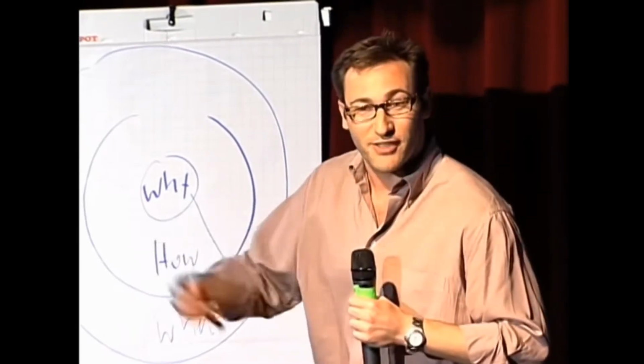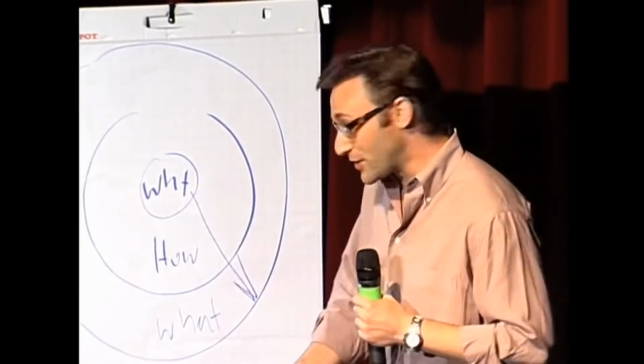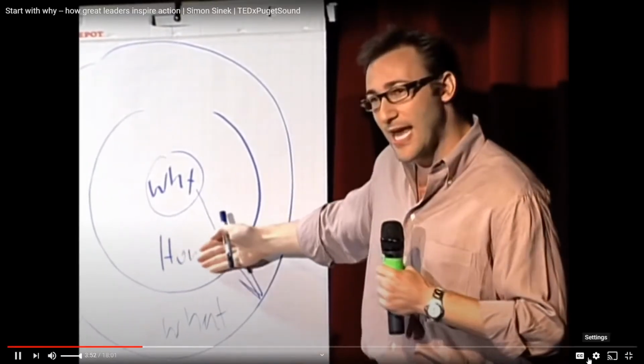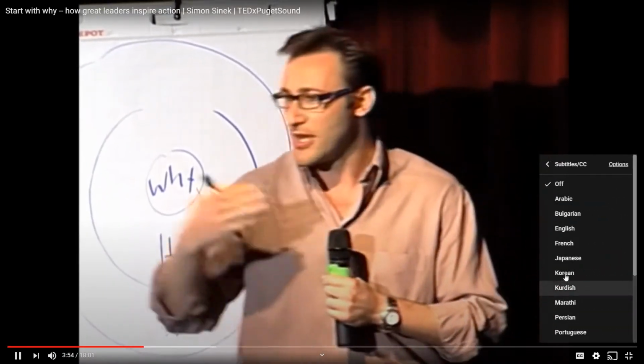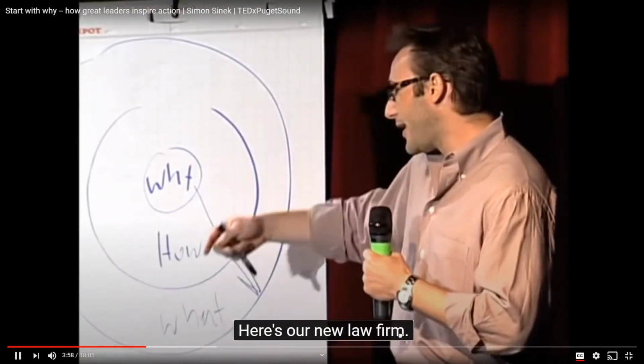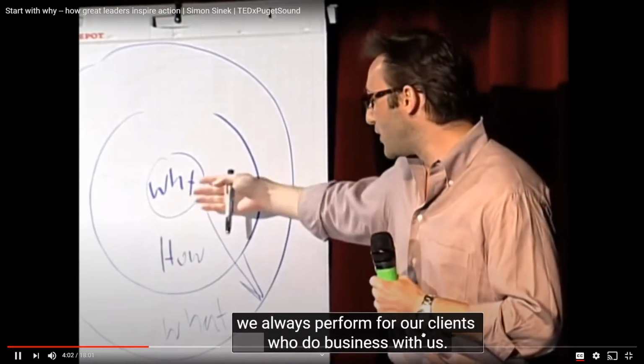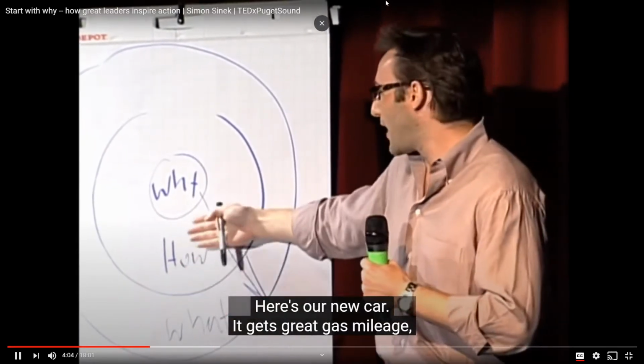And that's how most of us communicate. That's how most marketing is done. That's how most sales is done. And that's how most of us communicate interpersonally. We say what we do. We say how we're different or how we're better, and we expect some sort of behavior, a purchase, a vote, something like that. Here's our new law firm. We have the best lawyers with the biggest clients. We always perform for our clients. Do business with us. Here's our new car. It gets great gas mileage. It has leather seats. Buy our car.